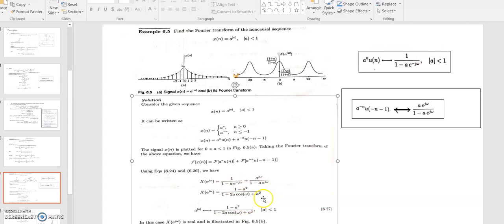It itself is a real part. So when you take the magnitude spectrum of this function, it becomes the same function, right? Now come to the next slide.